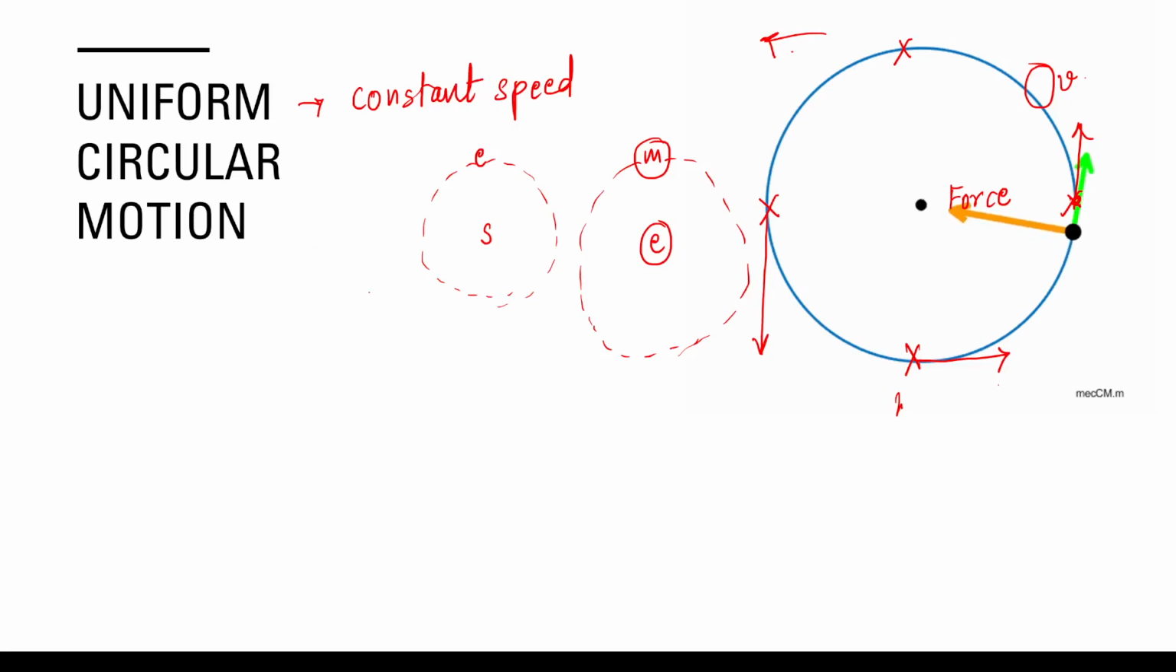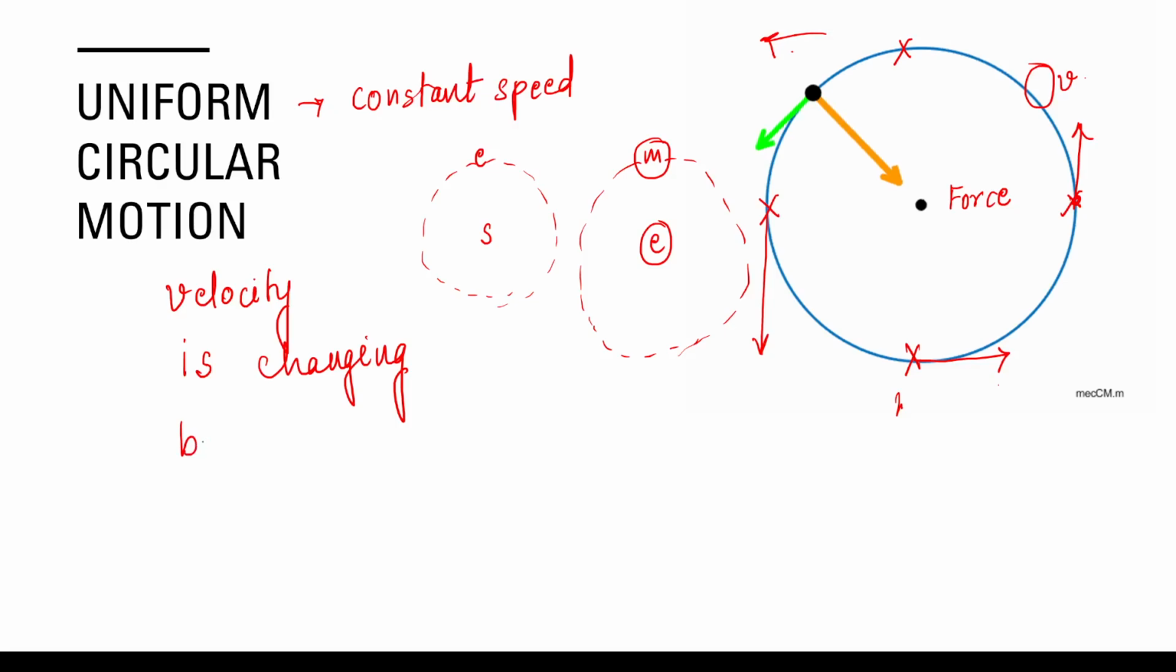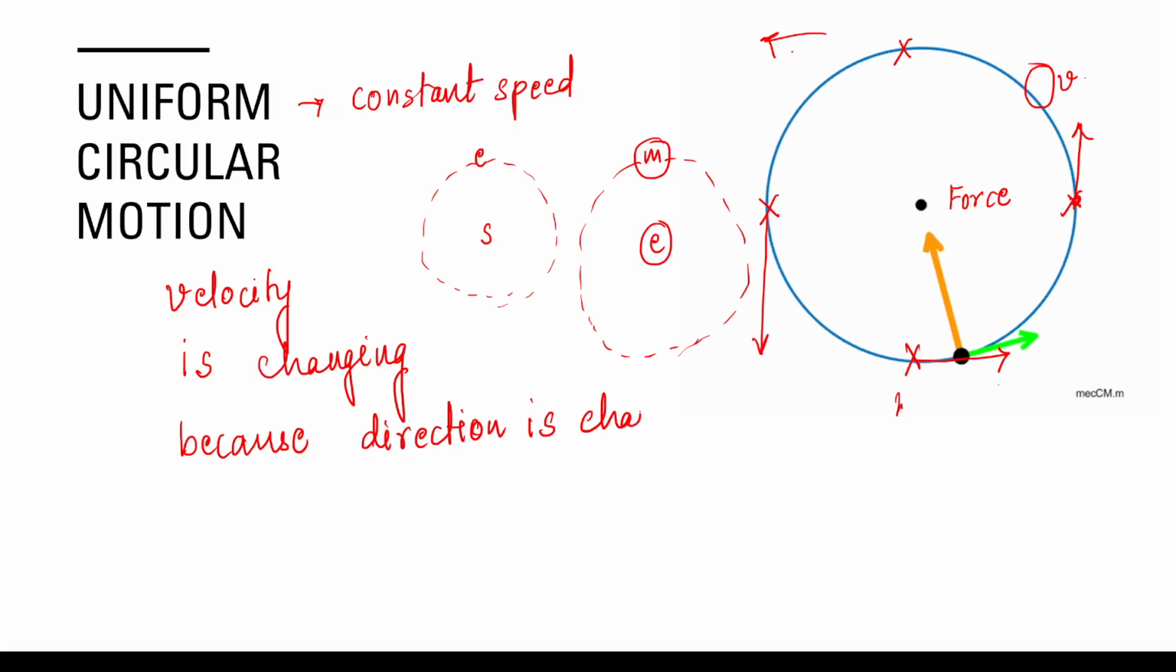So uniform circular motion means speed is constant, and it cannot execute circular motion if velocity is also constant. That would mean the direction is also constant. That's not possible, because if it does not change its direction, it cannot bend and execute the circular motion. So why is velocity changing? Because direction is changing. Now, to understand circular motion in more detail, let's understand some basic quantities that you need to know in A-level physics.